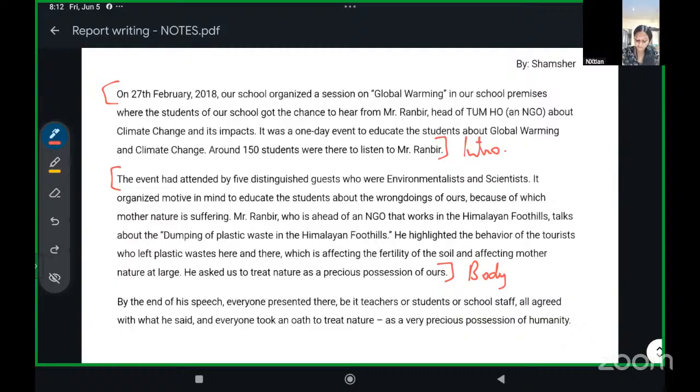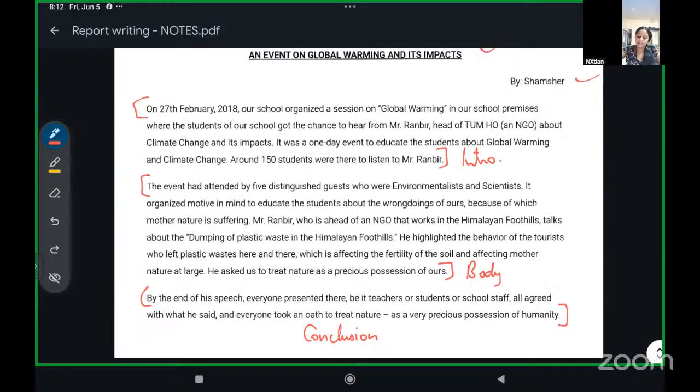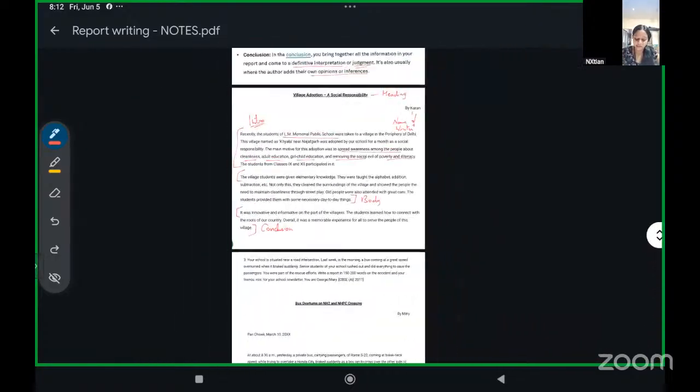By the end of this speech, everyone present there, be it teachers, students or school staff, all agreed with what he said, and everyone took an oath to treat nature as a very precious possession of humanity. Conclusion. So that is your report writing.